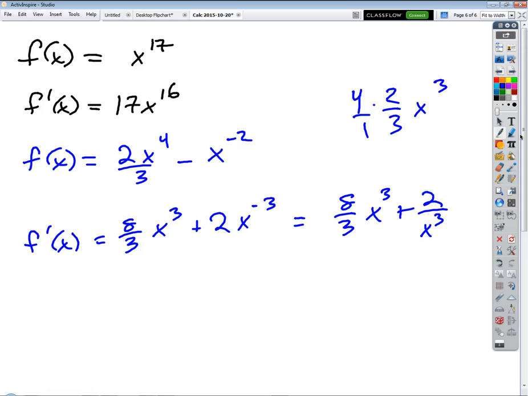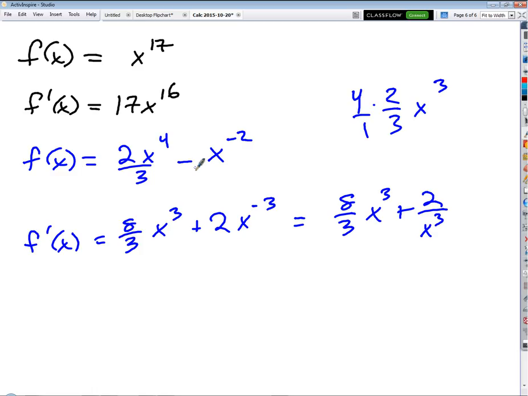I'm sorry, why did you change that? Why is it a plus 2x? Because what's the coefficient of this term right now? Negative 1, right? I've got to multiply the negative 2 times the negative 1.